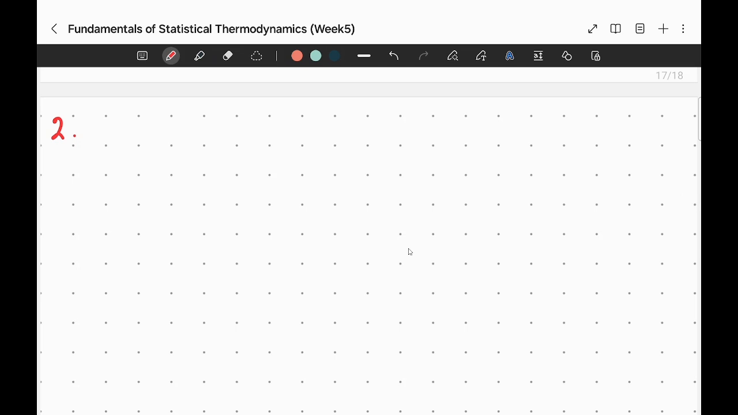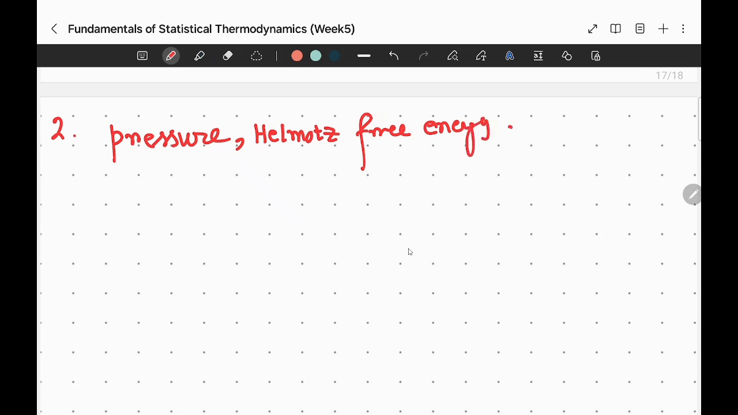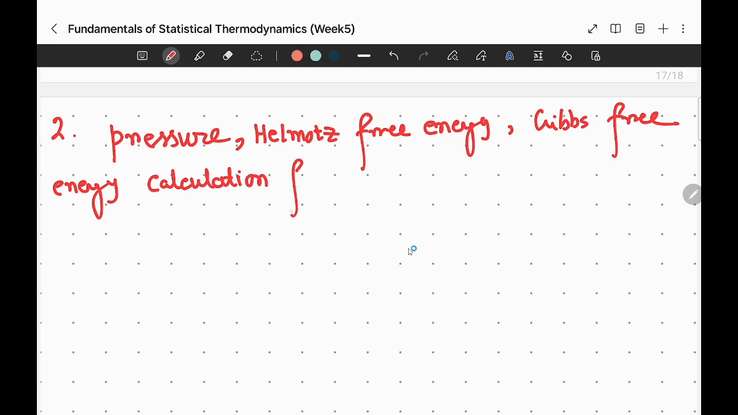Okay, so let me calculate the pressure, then Helmholtz free energy, and Gibbs free energy calculation for the canonical ensemble.